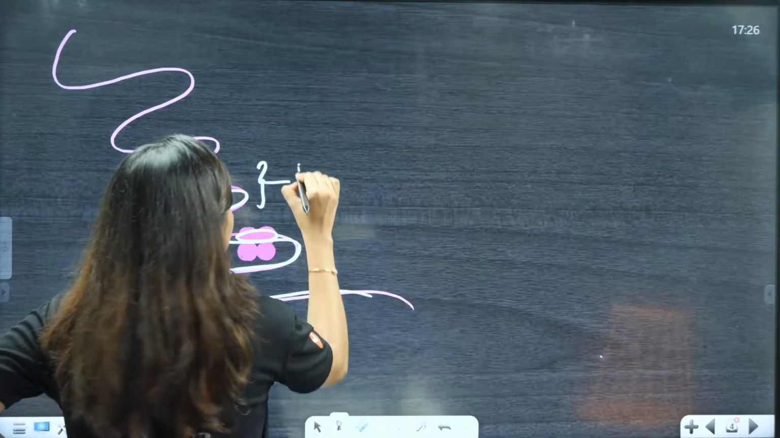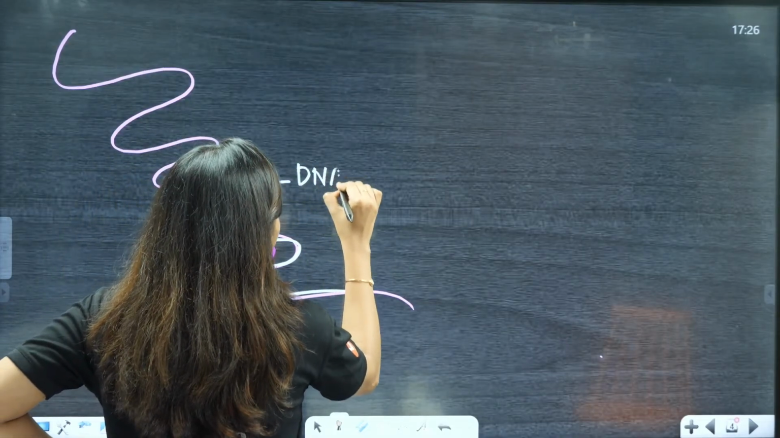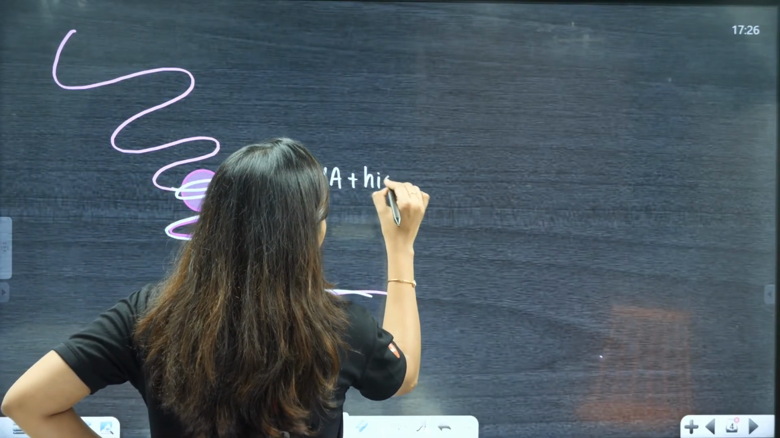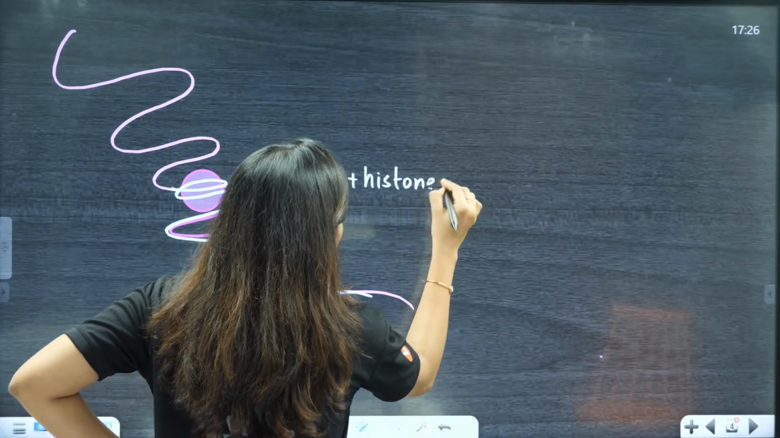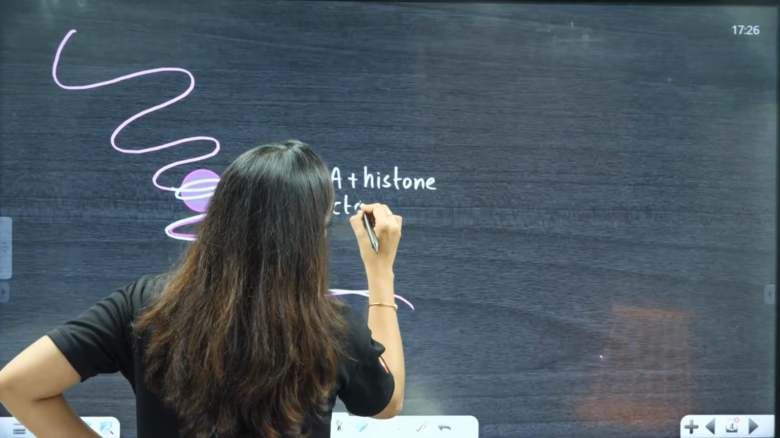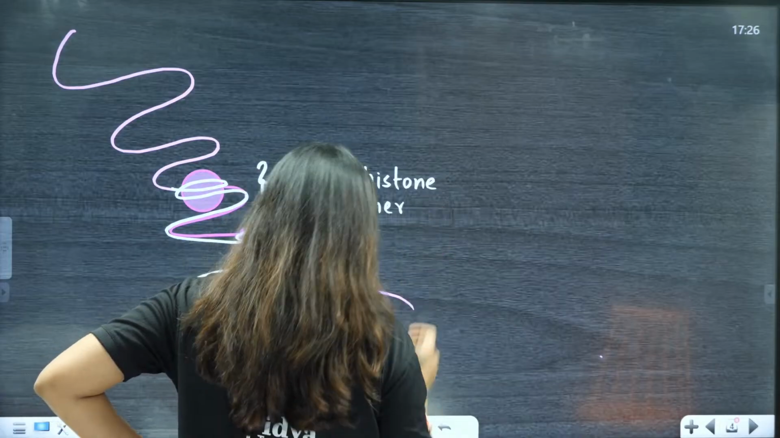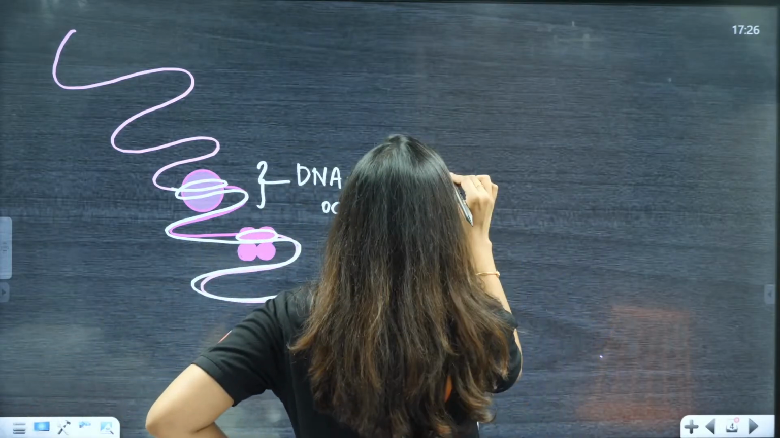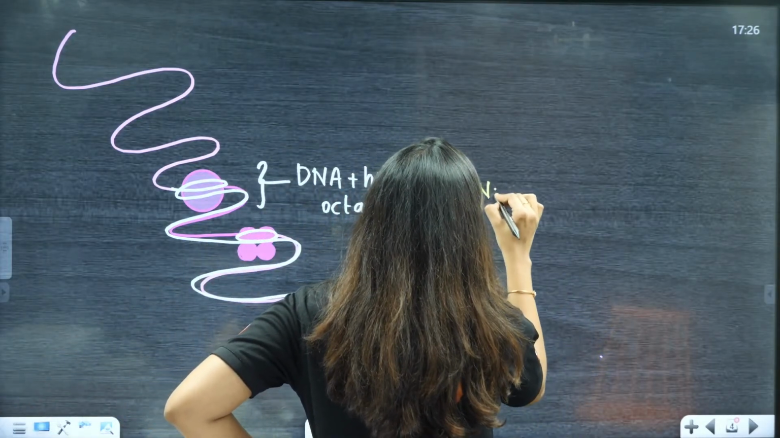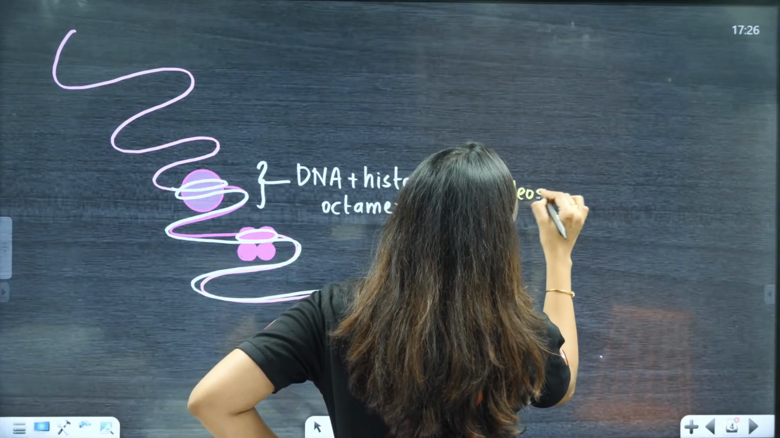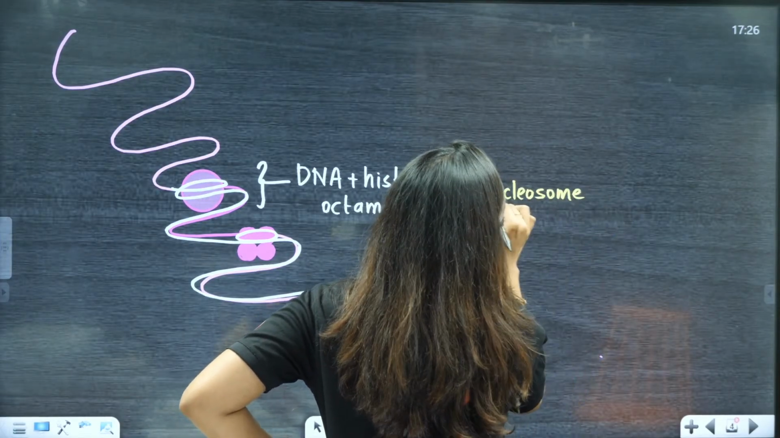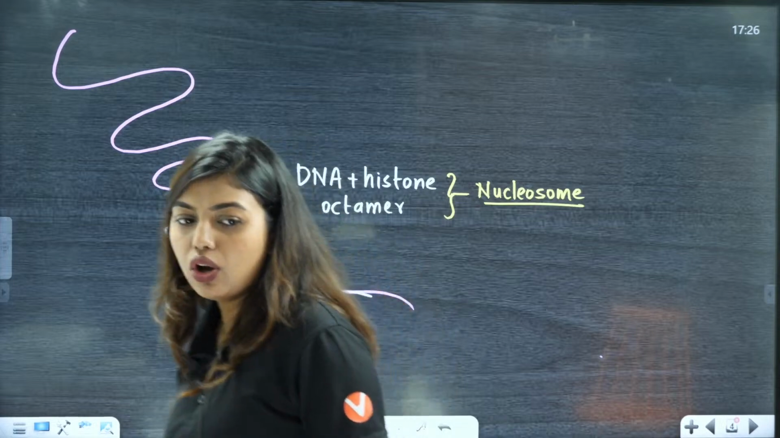Just understand that histone octamer plus DNA is going to be called a nucleosome. DNA plus histone octamer is called as what? It is called as a nucleosome. It's called as what, students? It's called as a nucleosome.